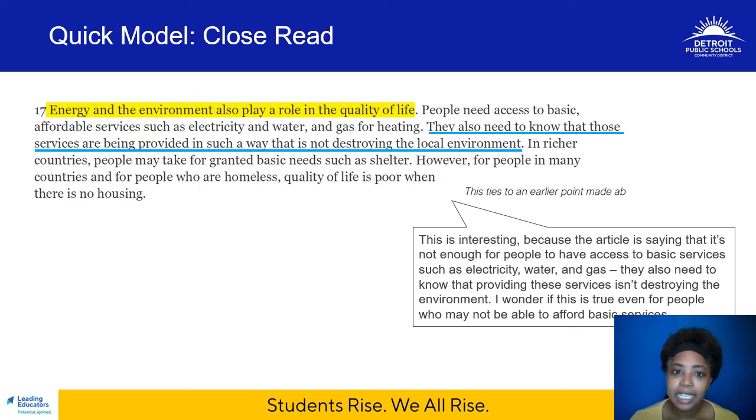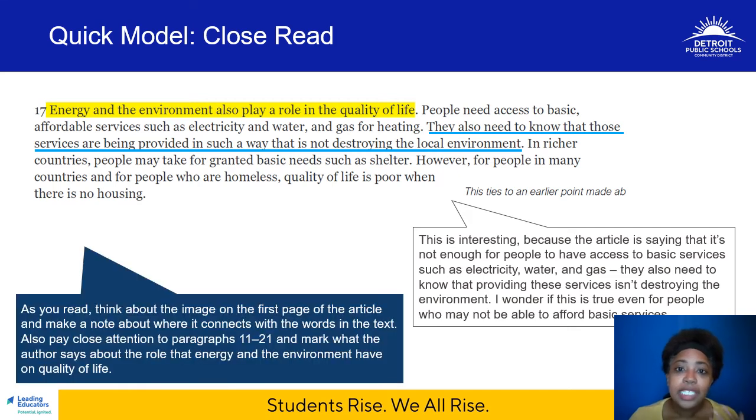Because the article is saying that it's not enough for people to have access to basic services like electricity, water, and gas. They also need to know that providing those services isn't destroying the environment. I wonder if this is true even for people who may not be able to afford basic services. So this is just one example of the notes you might make during your reading.